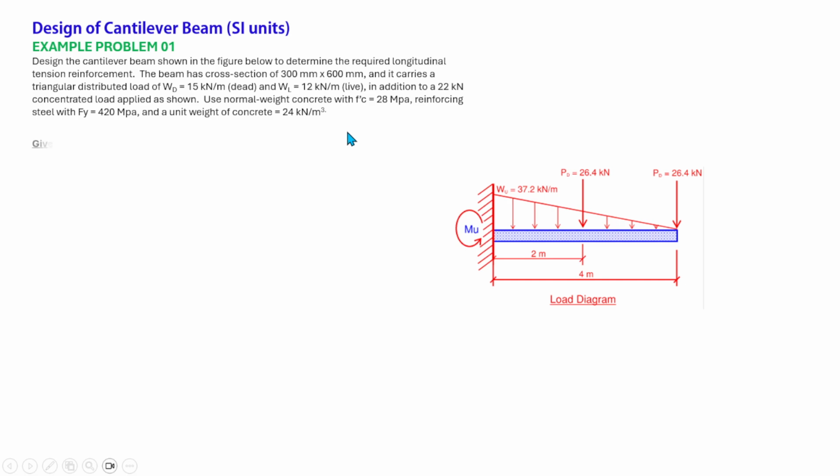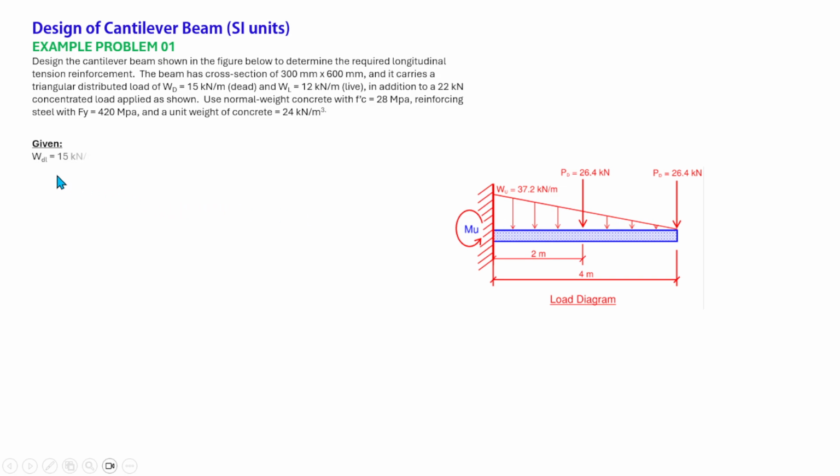So here we have a load diagram, and we have a cantilever with a 4-meter span, and we have a triangular distributed load, and also the concentrated load applied at the free end, and the intermediate one, which is 26.4. So all the loads reflected here in our diagram are factored loads.